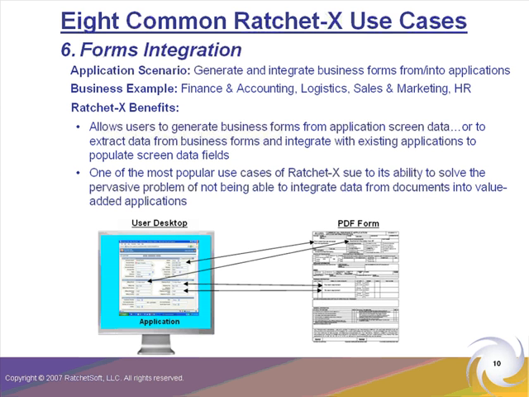For example, if a corporate recruiter sends a job applicant a form via email, upon return, the form can then be dragged into Ratchet-X, where in turn the data is automatically extracted from the form and pasted into the appropriate fields in the HR application.